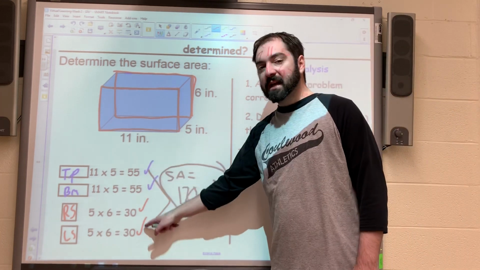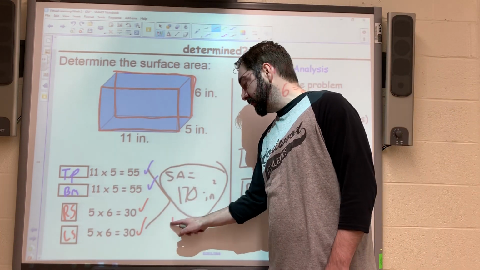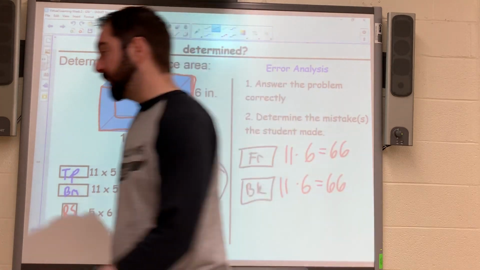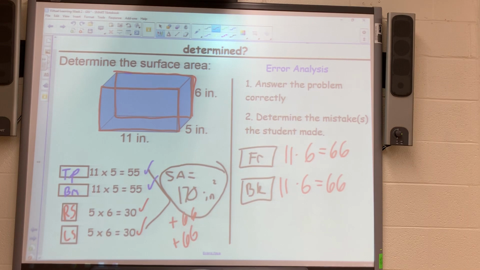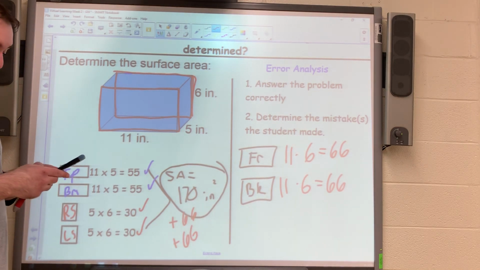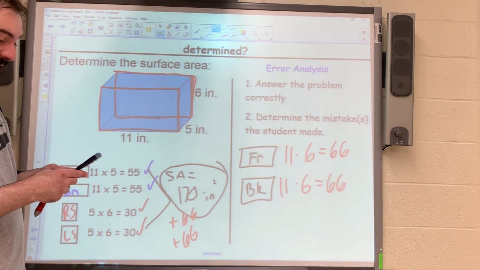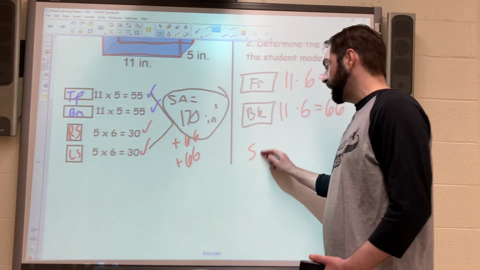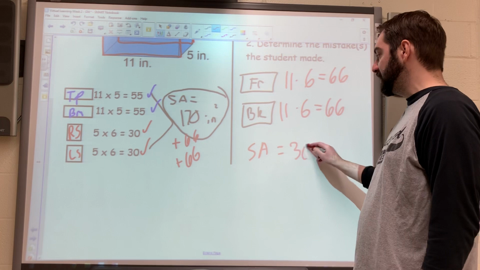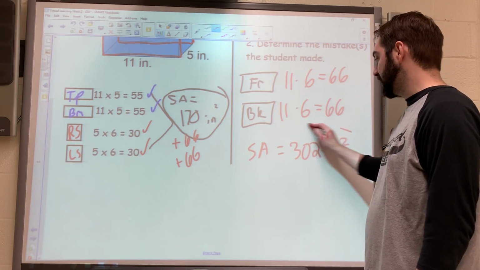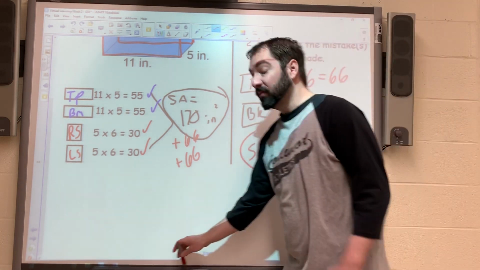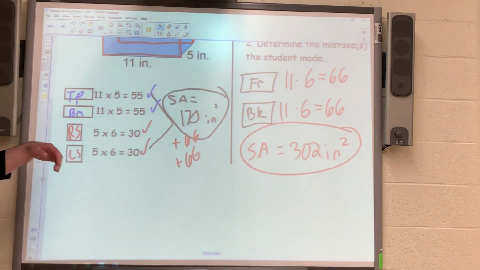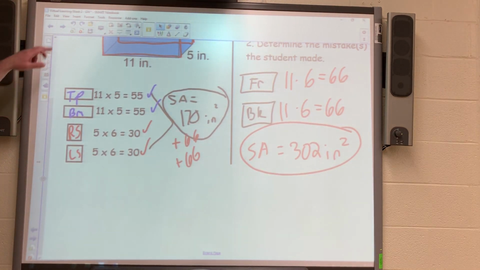Well, they already added these 4, so I know 170 plus 66 plus another 66. Again, let me grab my calculator. 170, the area of the 4 sides they found, plus 66 means that the real answer should have been a surface area of 302 square inches. Okay, really important because again, as you can see, trap answers are going to be all over the place on the real test, quiz, or EOGs.